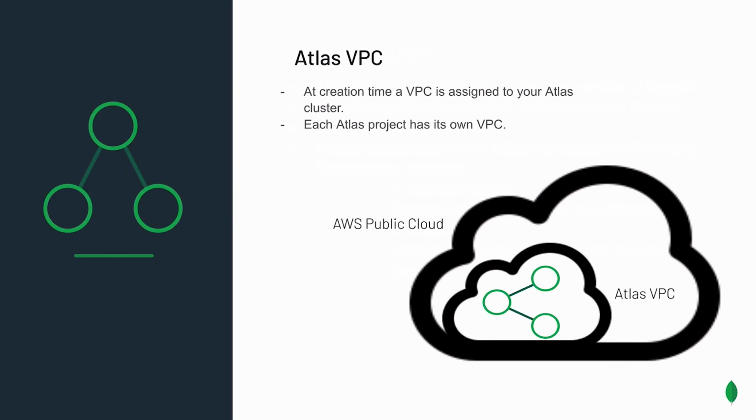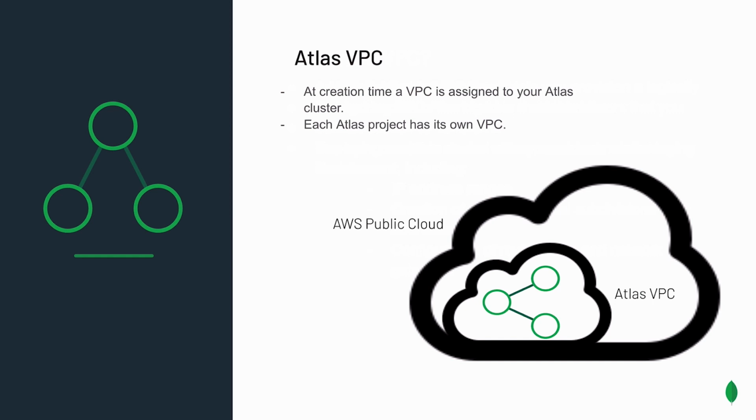So we're going to be dealing with two VPCs today. First one being our Atlas VPC. And the Atlas VPC is created when you create your first cluster inside an Atlas project. And each Atlas project has its own VPC. You can choose a range of IPs or a CIDR block at the time of creating your first cluster in an Atlas project. If you don't, Atlas will pick an IP range for you.